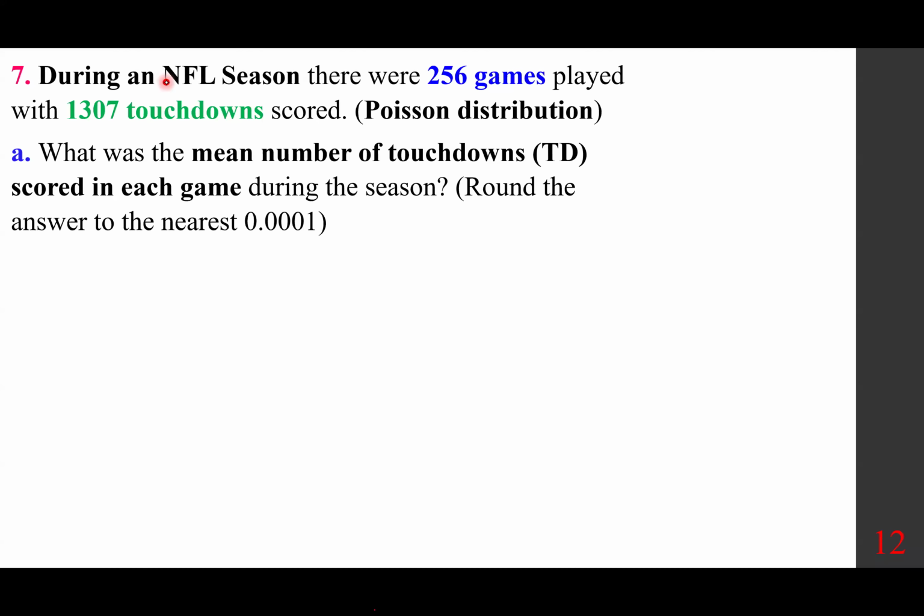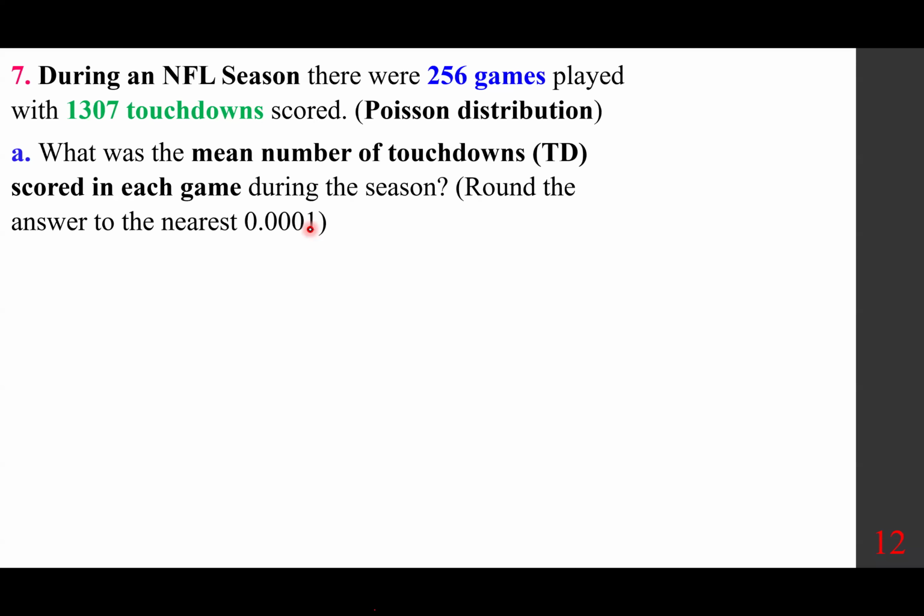During an NFL season, there were 256 games played with 1,307 touchdowns scored. Poisson distribution we're going to use. What was the mean number of touchdowns, TD for short, scored in each game during the season? Round the answer to the nearest 0.0001. They are telling us how to do the rounding. Okay, that's important to understand.